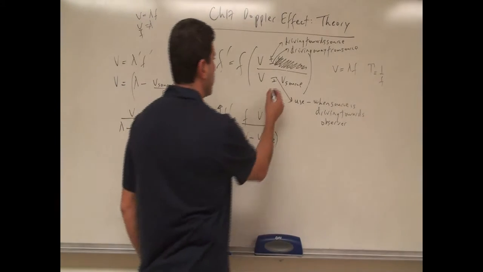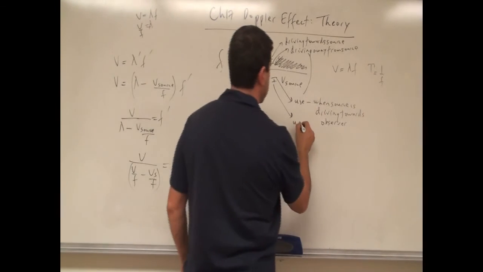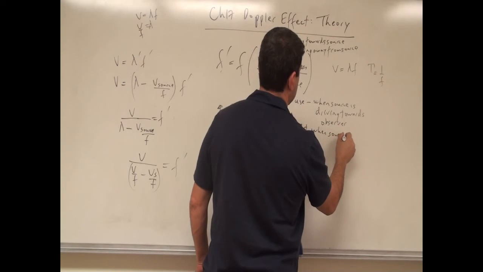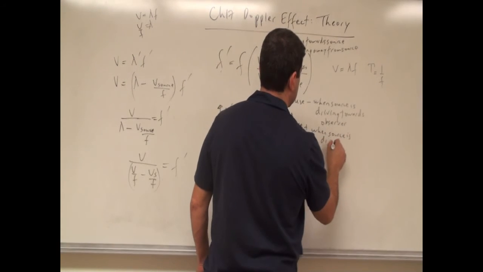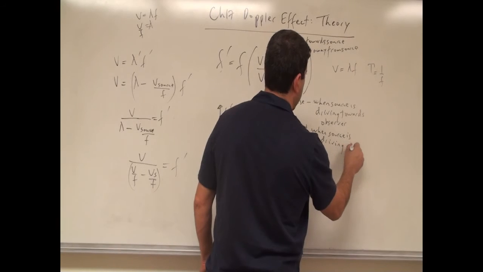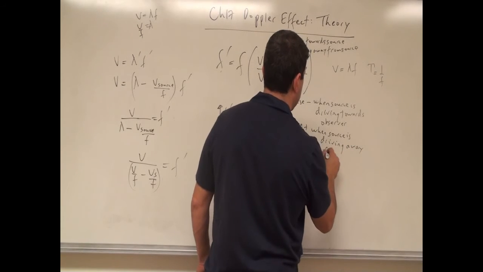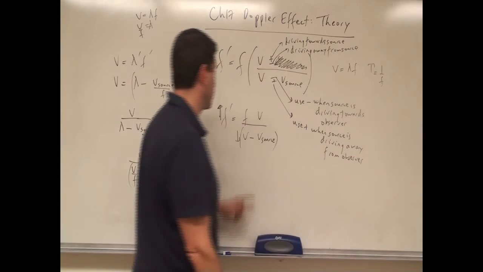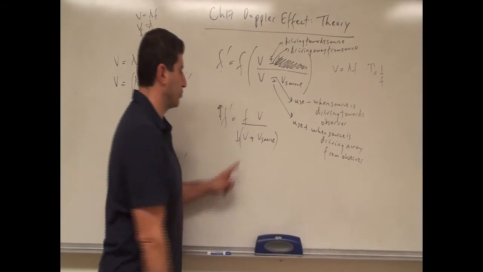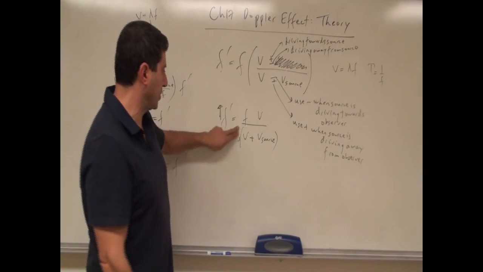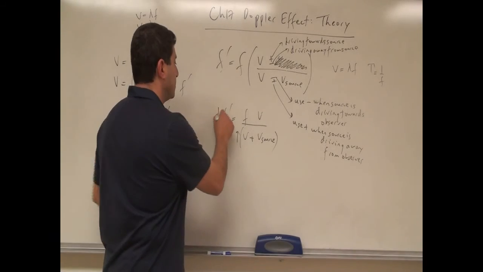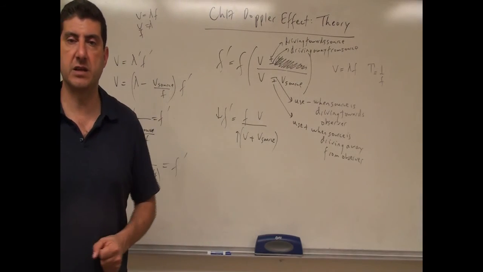So then when do you use the plus? You use the plus when the source is driving away from the observer. For the same logic, then you use a plus on the bottom. When you use a plus on the bottom, it tends to do what? It tends to increase the denominator, which tends to decrease the effective frequency heard by the observer, okay?